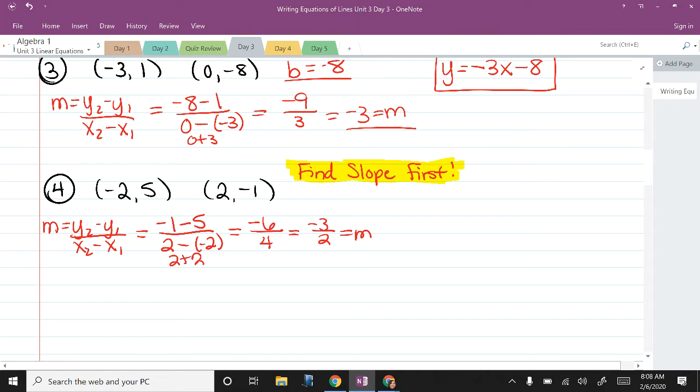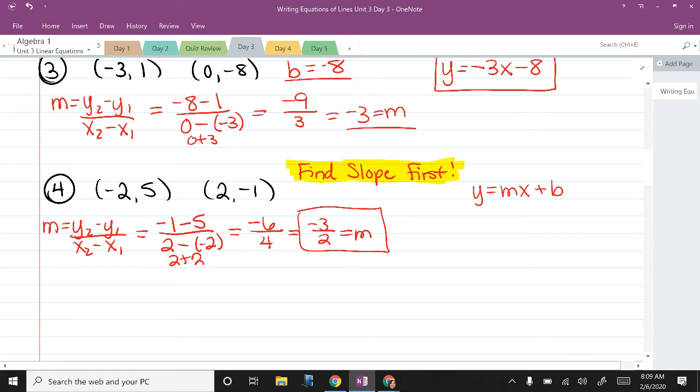All right. So, now what do I need? There's my slope. There's my M. Plug it into y equals mx plus b. What point do we use? You can use either one.